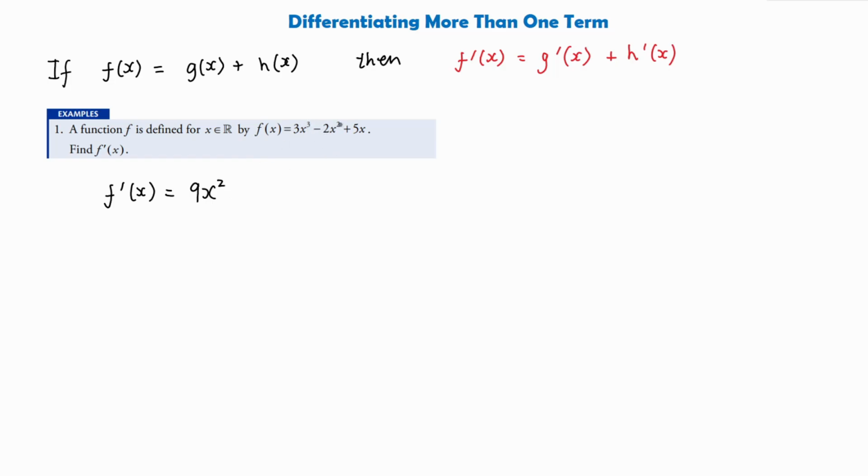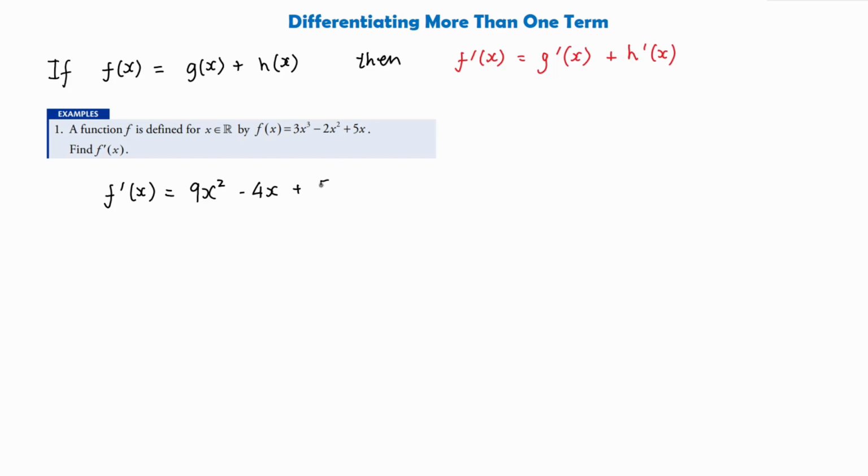The same here, bring the power down to the front, minus 2 times 2 is minus 4. We're going to put in our x, and then we're taking away 1 from the power here. So 2 minus 1 is just 1. We don't need to write x to the 1, we can just write x. And then plus 5x to differentiate 5x. Well, in this case, the power is technically 1.